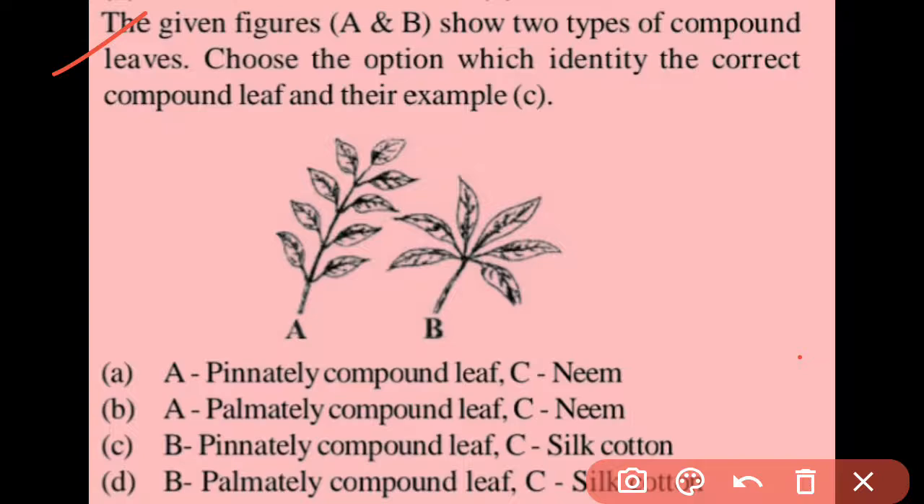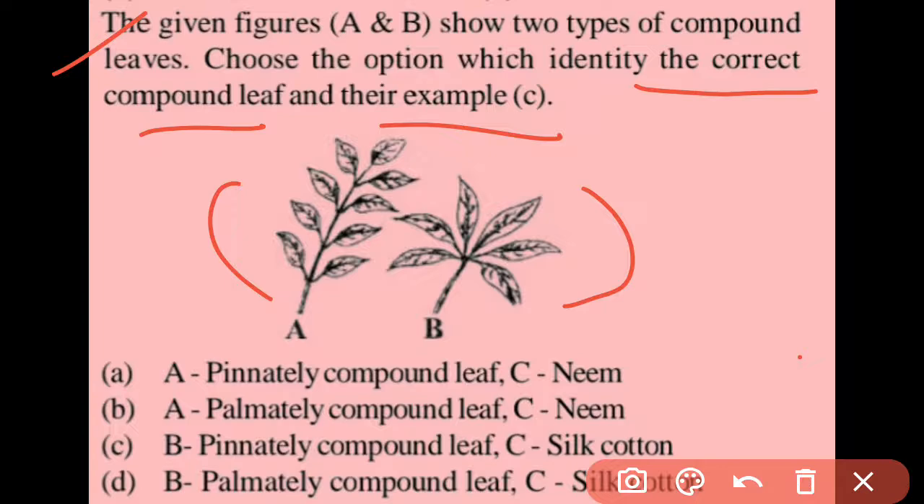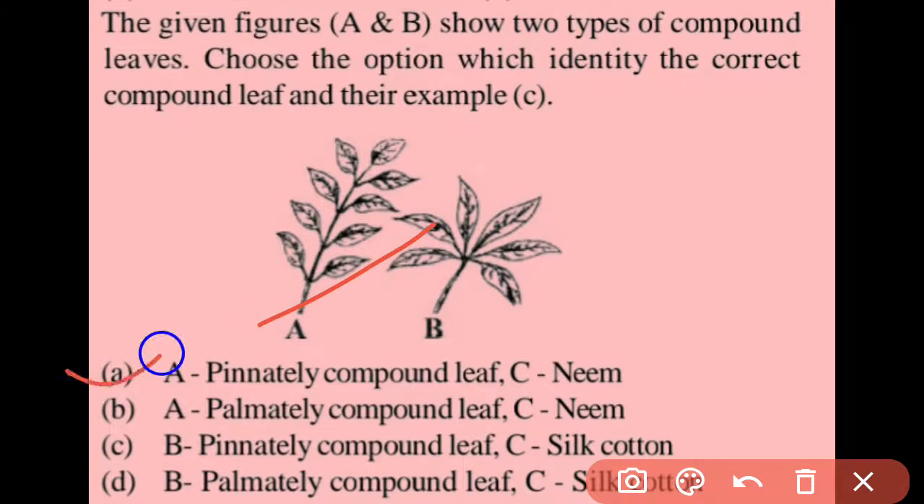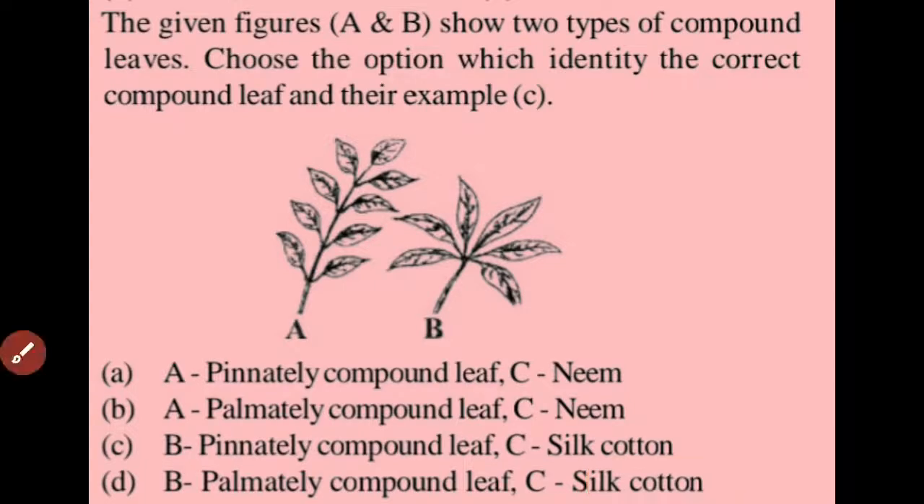Question is, the given figures A and B show two types of compound leaves. Choose the option which identifies the correct compound leaf with the example. You can see two figures are given and we have to identify the right option. First option is A, pinnately compound leaf, C, neem. Yes, this is the right option. This type of leaf is normally known as pinnately compound, and C means example. It is basically found in neem. So option A is correct. You can also check other options too. Okay, let's move on. Next question.